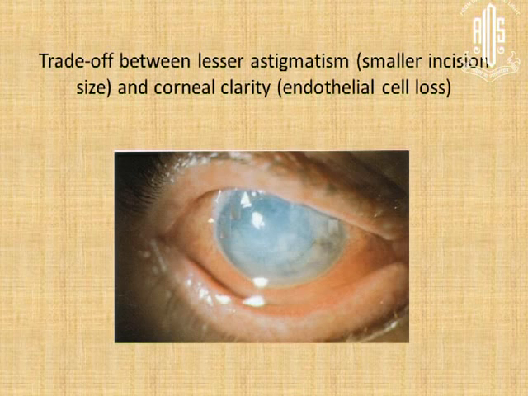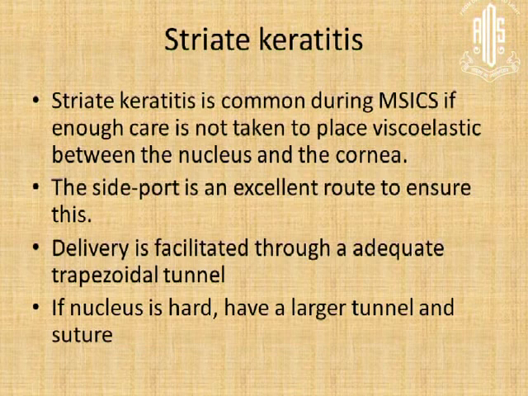If it's a very hard cataract and we try to make the incision smaller and smaller, and we try to play a lot in the anterior chamber, we are likely to get something like this. So while we have to be, of course, careful about astigmatism, it should not be at the expense of getting striate keratitis. Because striate keratitis will result if not enough care is taken to place viscoelastic between the nucleus and the cornea. The side port is an excellent route to ensure this.